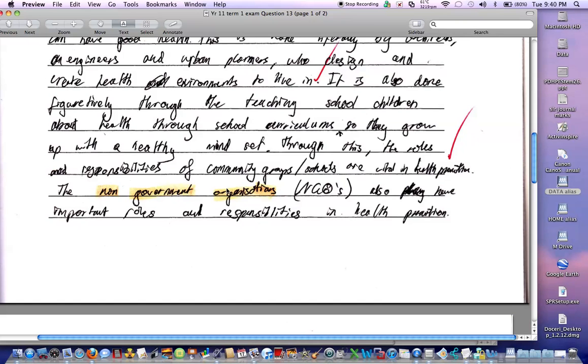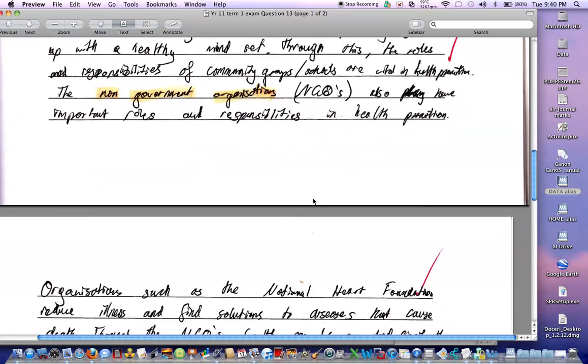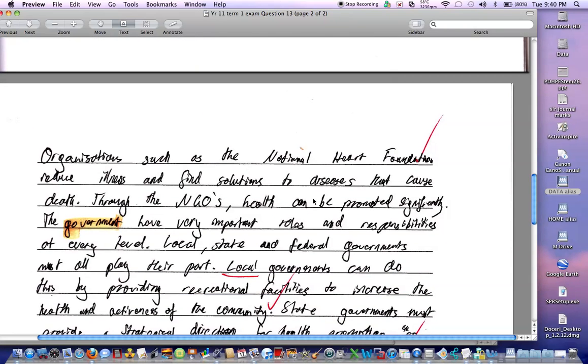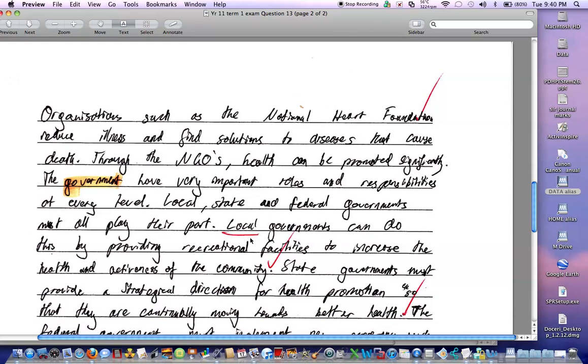The non-government organisations, and in brackets NGOs, and this will be our 3rd area, also have an important role and responsibility in health promotion. Organisations such as the National Heart Foundation, excellent, or could have included the Cancer Council. There's some key parts that need to be included in this part of the answer here. They help reduce illness and find solutions to diseases that cause death. Through the NGOs, so non-government organisations, health can be promoted significantly. The government have a very important role and responsibility at every level, local, state and federal governments. Most all play their part.